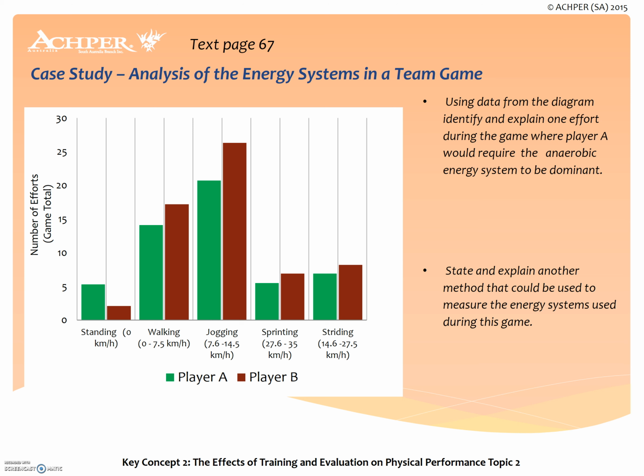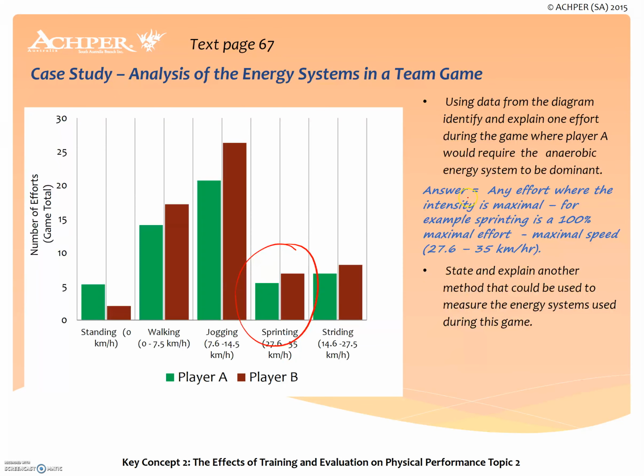Again, another question. Using data from the diagram, explain and identify an effort during the game where player A would require the anaerobic energy system to be dominant. So again, we just identify here between sprinting, striding, jogging, walking, and standing, what's a high intensity activity. All right, you could probably take something out of that, sprinting. Any effort where the intensity is maximal. For example, sprinting is 100% maximal effort, maximal speed 27. So you could say any of the 5 efforts by player A.